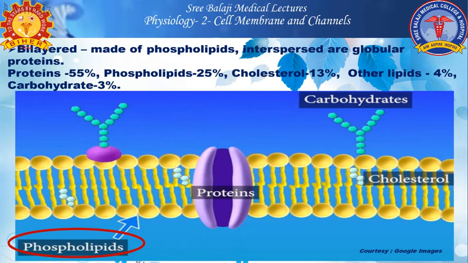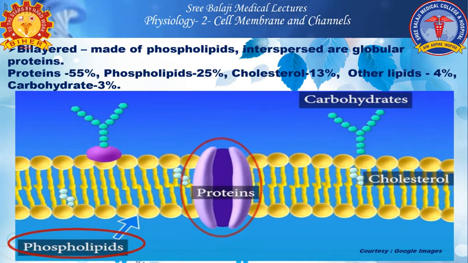Apart from phospholipids, you can see the purple color, which is nothing but the proteins. They also make up the cell membrane, and then the carbohydrates. So our cell membrane is bilayered, made up of phospholipids, given in yellow color, and then the proteins and then the carbohydrates.